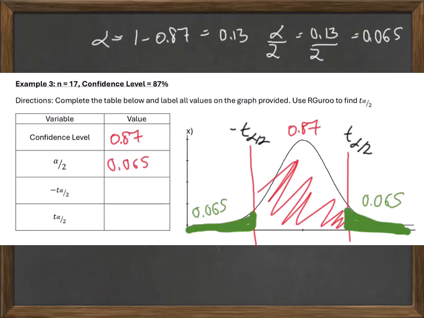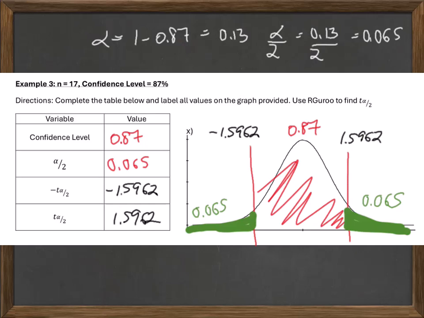So using technology, we find out that t is 1.5962, negative and positive. Okay, so we can come over here and replace our symbolic notation with actual numbers. So we have negative 1.5962 and positive 1.5962, and our picture is complete. So having watched this video, you should now be able to find t of alpha over 2 using RGuroo.